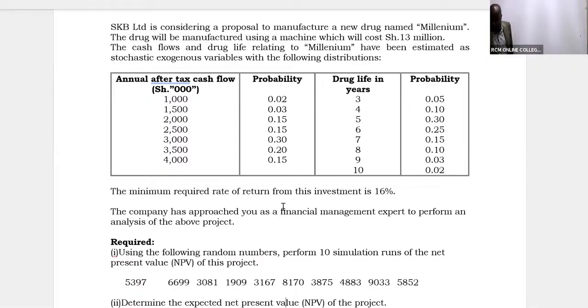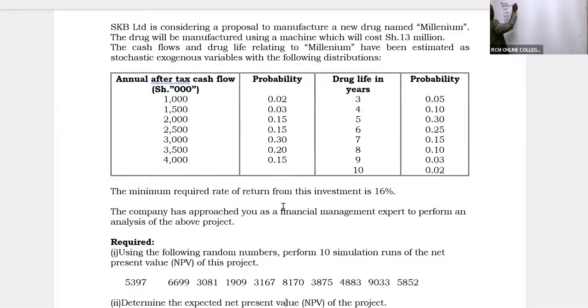So, ladies and gentlemen, what I will do here: first of all, you write down the variables. The variables, in this case, are the annual cash flows. Write them down. I can see 1,000, 1,500, 2,000, 2,500, 3,000, 3,500, and then 4,000.